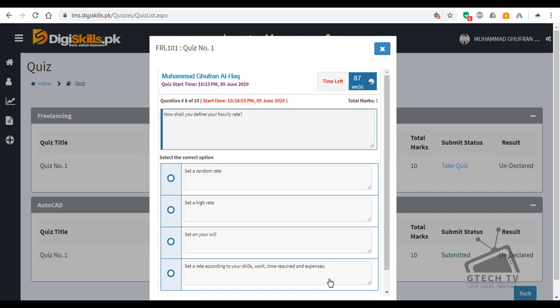How shall you define your hourly rate? Set a random rate, or set a high rate, or set on your will, or set a rate according to your skills, work, time required, and expenses. So this fourth option is the right answer. Question number 9.